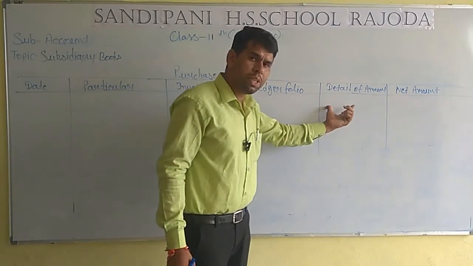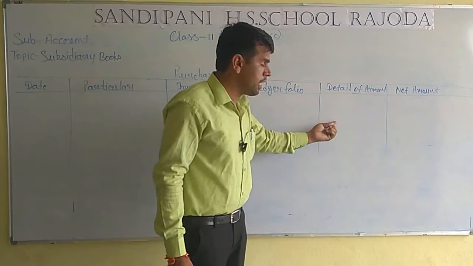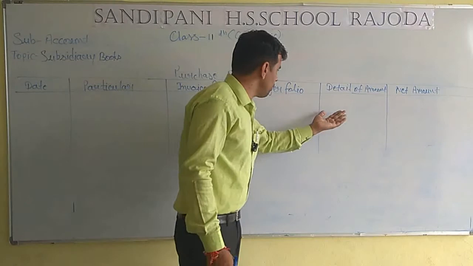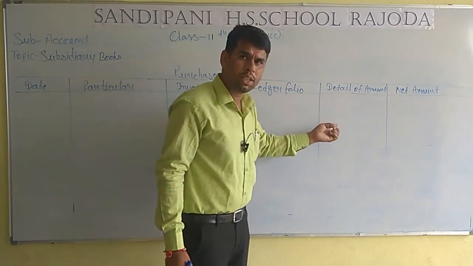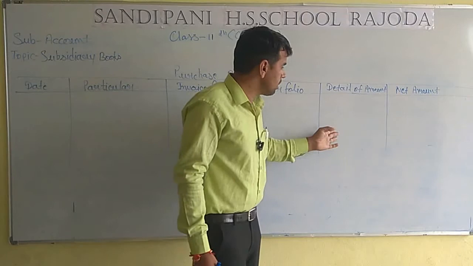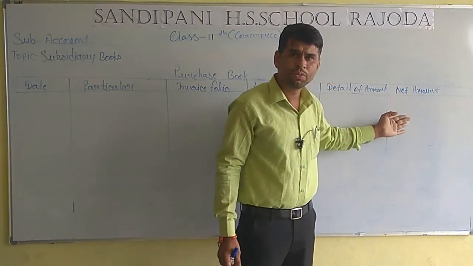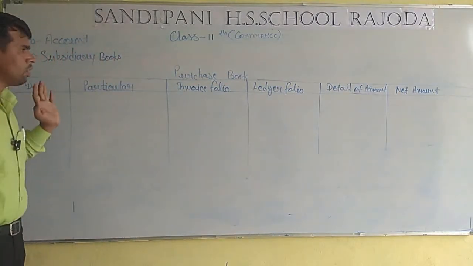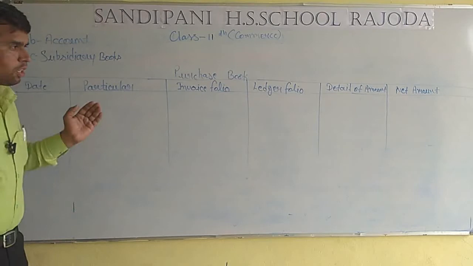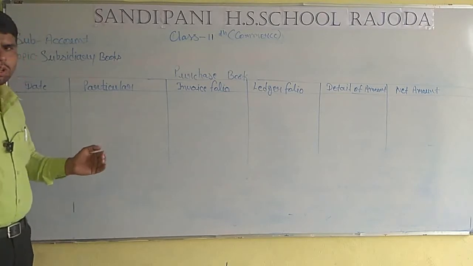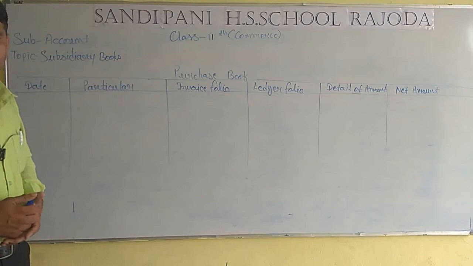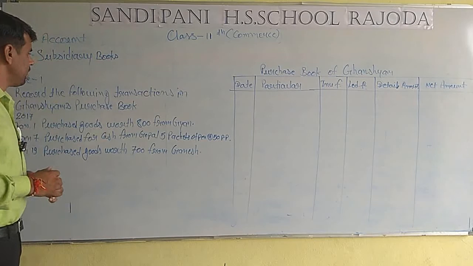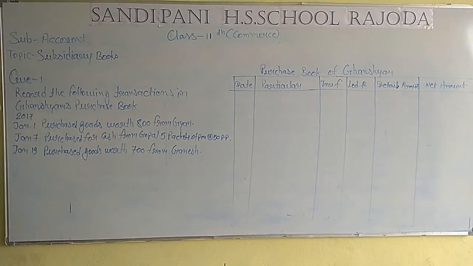10,000 rupees minus trade discount 1,000, we have found out, so 10,000 minus 1,000 rupees, then the net amount will come 9,000. We have now understood the purchase book format. Next we will make the purchase book in question number first. Okay student, now we will make the purchase book in question number first.